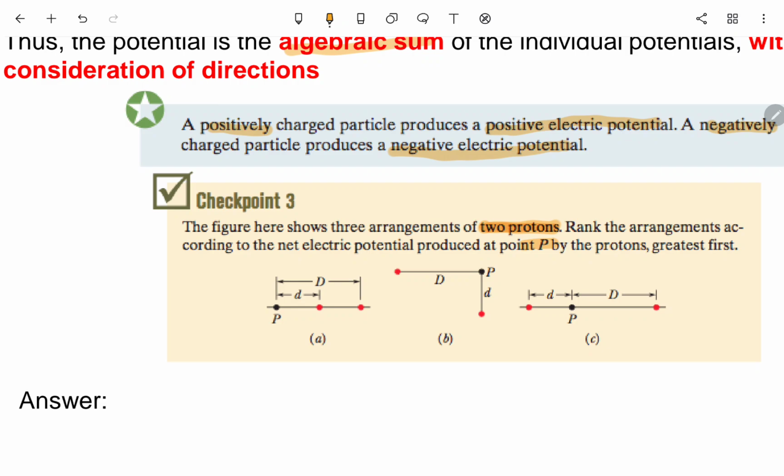Okay, for part A, point P is here, and then a proton with a distance small d, and then another proton with a distance capital D. Okay, so these two are on the right side. And then for part B, one is here, one is here, one is at the bottom, one is on the left side. And then for part C, one is on the left, one is on the right. Okay, it asks you for the potential at point P for these three cases. Which one is the greatest?